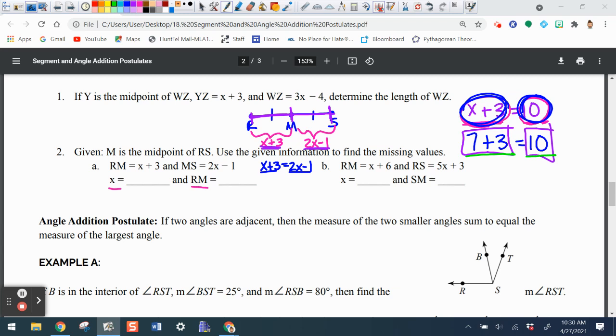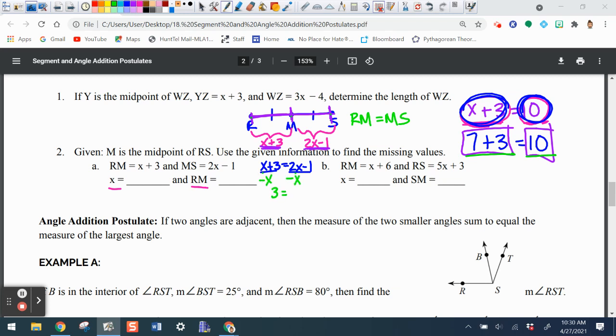So we already have our equation based on the fact that M is the midpoint of RS. And really the equation we're using here is RM is equal to MS. So now let's solve for x. Again, I'm going to move my smaller x to my larger by subtracting it.